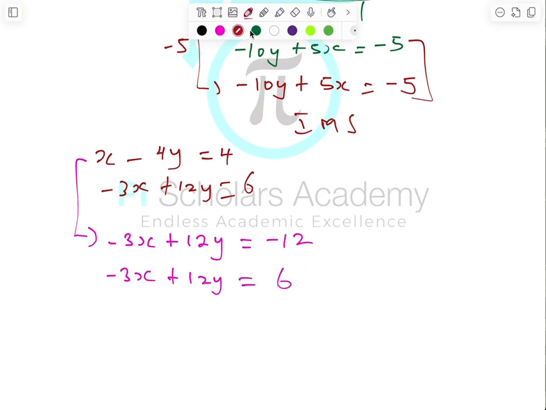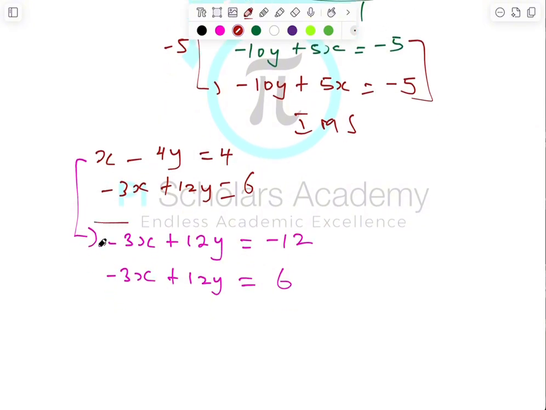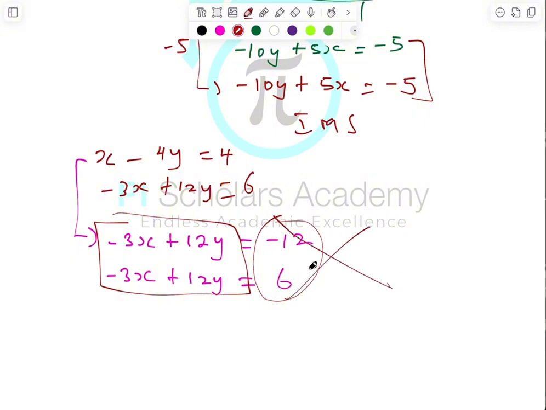Now if you notice, this looks similar to what happened here. But the difference is that these two are now the same, but the result that they gave is not the same. It's not possible that you have these two equations in a system and they are both equal to different things. That implies that there will be no solution in this situation.